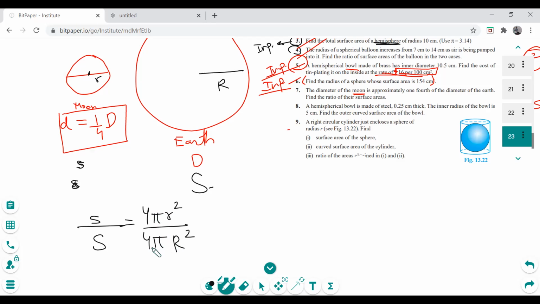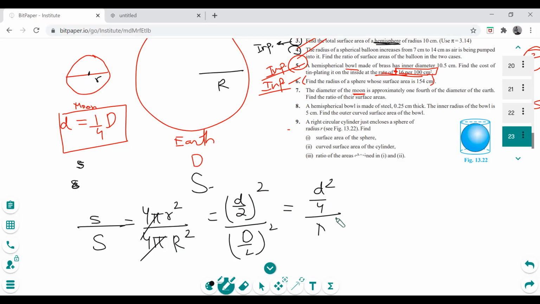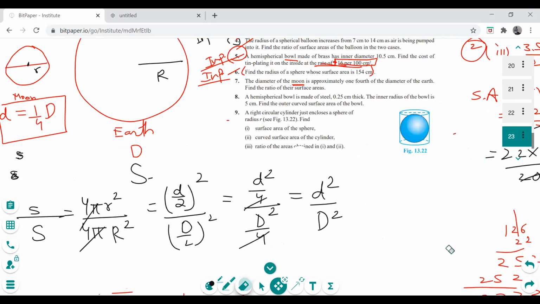What will happen, sir, now? 4, 5. Yeah, but we don't have the value for r. R is actually small d by 2 squared, and this is capital D by 2 squared. Now if I do this, this will be small d square by 4, and this will be capital D square by 4. Now, 4 will cancel out, isn't it? So it's actually the ratio of small d square and capital D square only, right? Is it clear? Yes, sir.